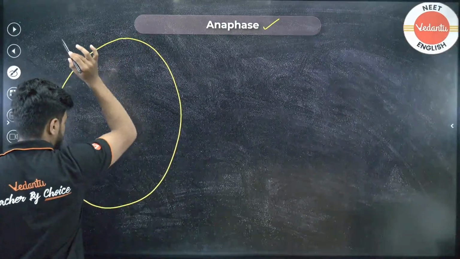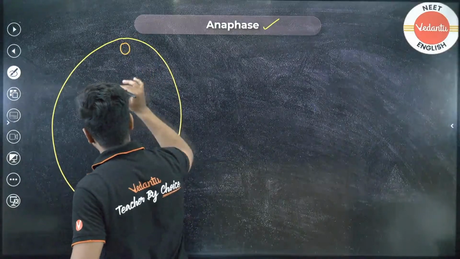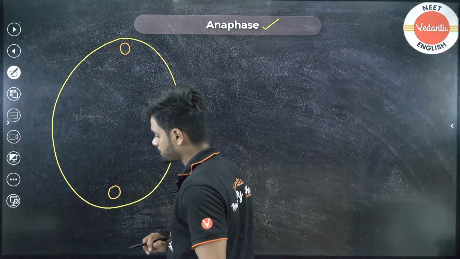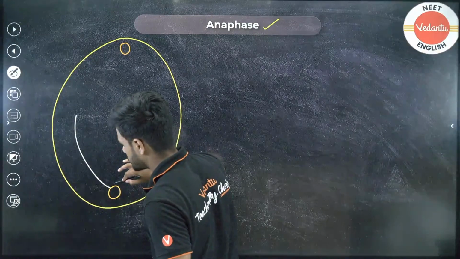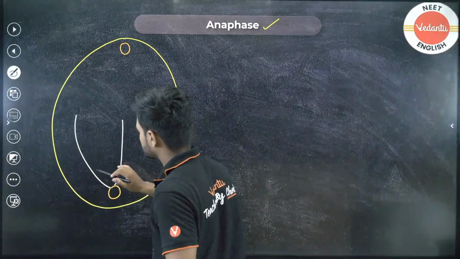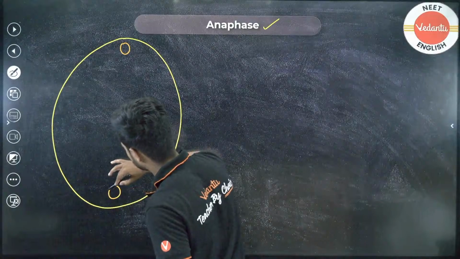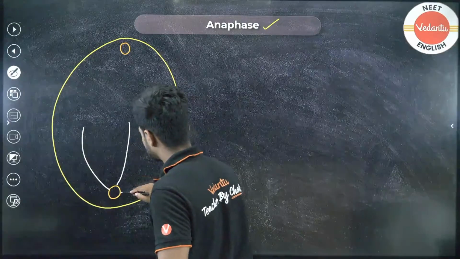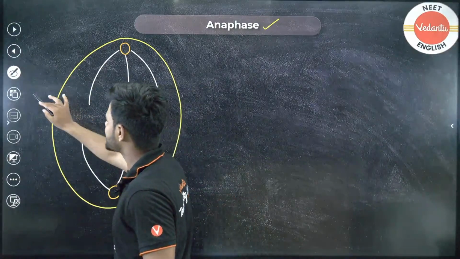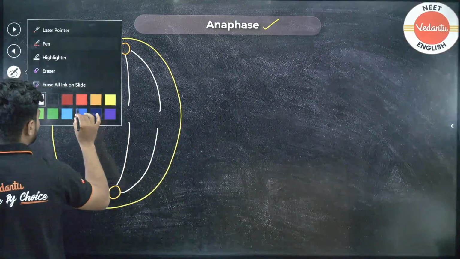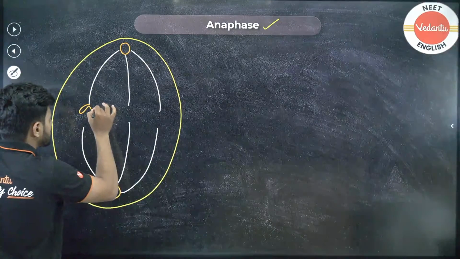This is your cell. In the corners, we have the centrosome. From the centrosome, we have the spindle fibers. What is happening in anaphase, students? In the case of your anaphase, all the chromosomes are splitting.